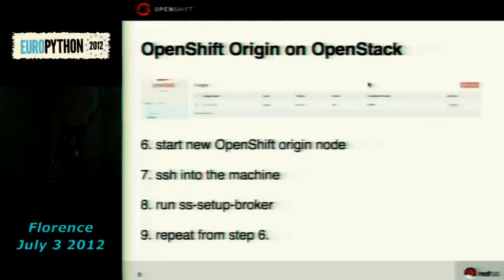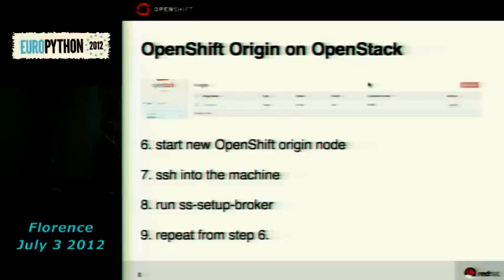After that, can you see the image up there? I think it's not very much visible. That's the dashboard from OpenStack that you were talking about and you didn't have the picture. So this is the picture, not very visible. But from there, you can just start a new node of OpenShift Origin, SSH into the machine, set up the broker that connects the node to the cluster of OpenShift that you are running yourself, and you have one node.